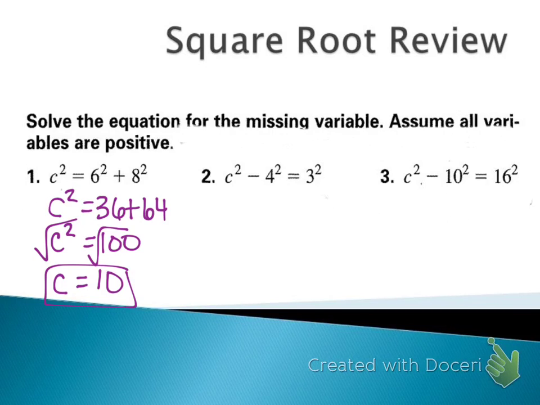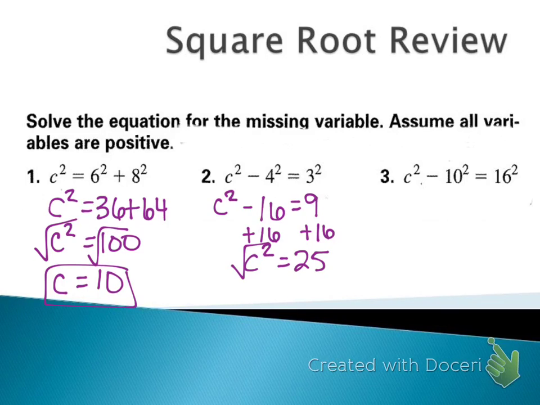All right, number 2 is similar to number 1, except this time we don't have c squared by itself, but we'll start off the same way. What is 4 squared? What is 3 squared? In order to get c squared by itself, what am I going to have to do? Add 16. 9 plus 16 is 25. The square root of 25 is 5. So on number 2, c equals 5.